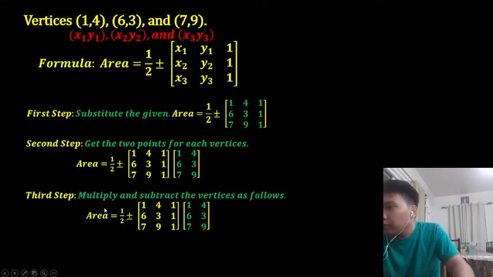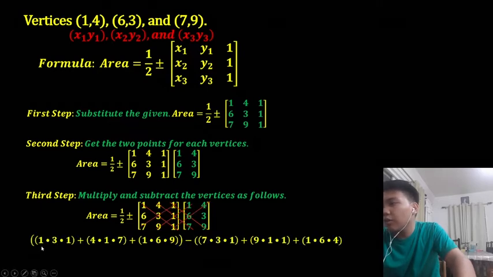Third step, multiply and subtract the vertices as follows. We have slant lines to represent which numbers we are going to multiply and subtract on the latter part. As follows, 1 times 3 times 1 plus 4 times 1 times 7 plus 1 times 6 times 9 minus 7 times 3 times 1, 9 times 1 times 1, 1 times 6 times 4.